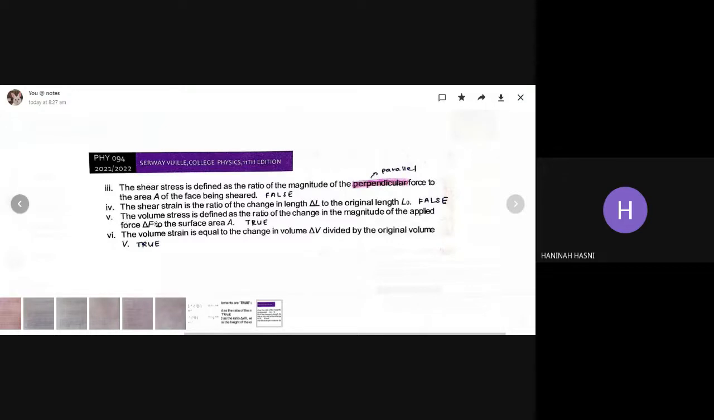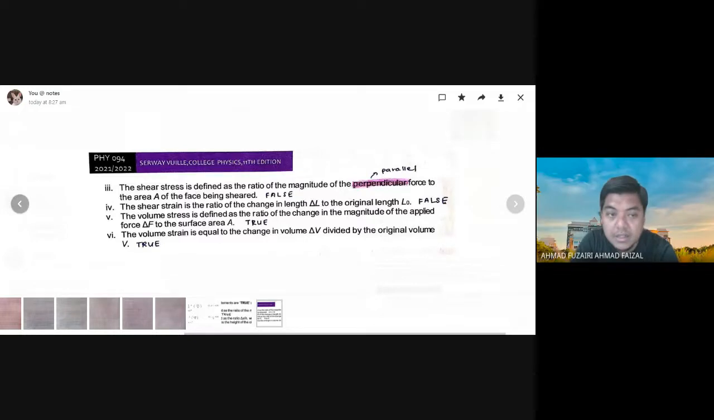Number 5, the volume stress is defined as the ratio of the change in the magnitude of the applied force to the surface area. True. And last one, the volume strain is equal to the change in volume divided by the original volume. True. Okay. Yes, correct. Thank you, Hanna. Very good. Thank you. Okay, next.